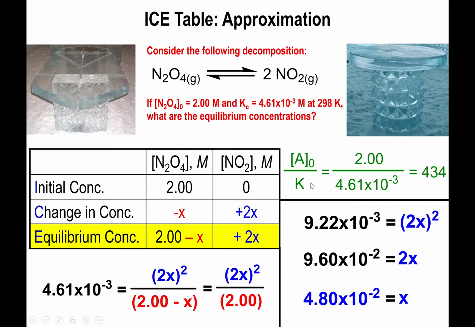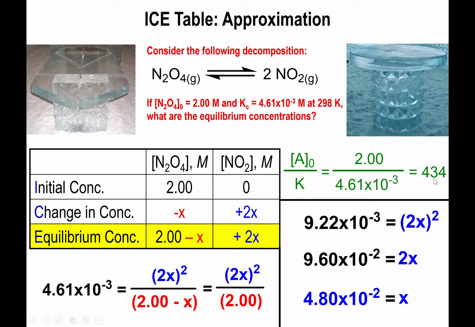If it does not, you cannot remove the minus or plus x that you have. Now one question that you might ask is, well, what about NO2? Why don't you divide the initial concentration of NO2 by the equilibrium constant? And you could do that if you wanted to. You could say 0 divided by K, that's just going to be 0.